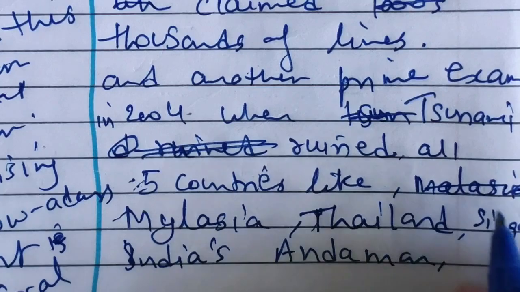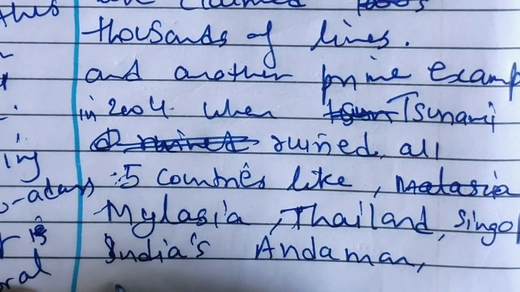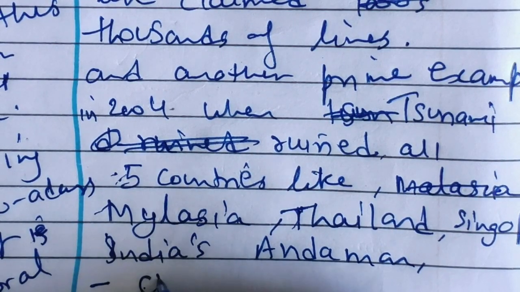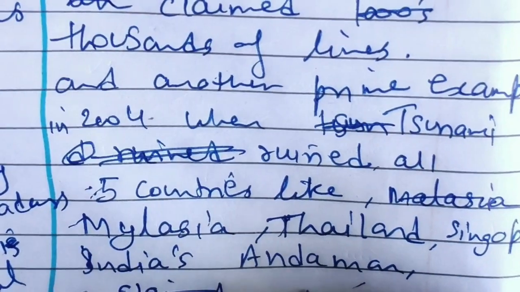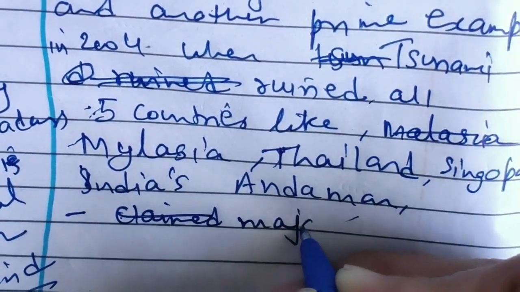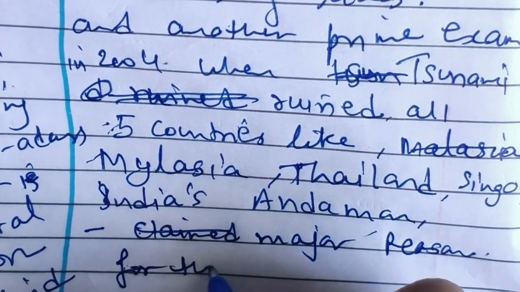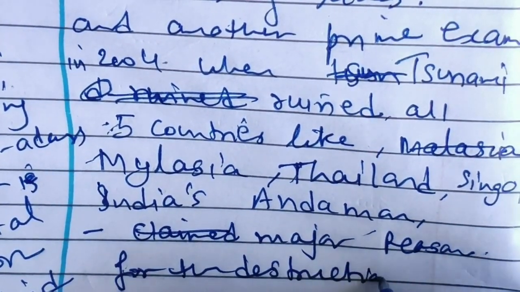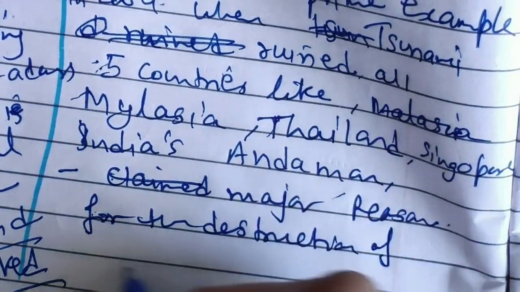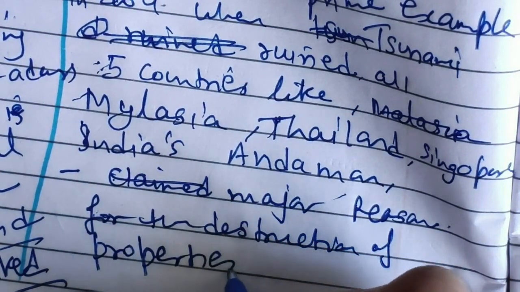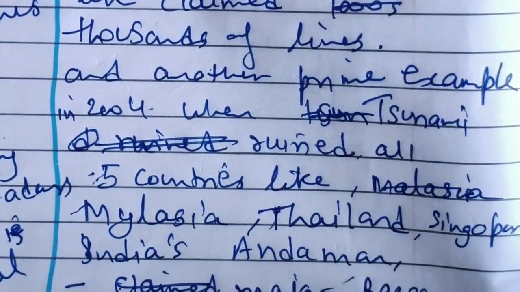had this famous cyclone, tsunami, which destroyed everything near the coastal area. I'm using claimed again, so I'm not using it again. So it was the major reason for destruction of important properties, destruction of properties, and loss of human life also. So here you can just write it.